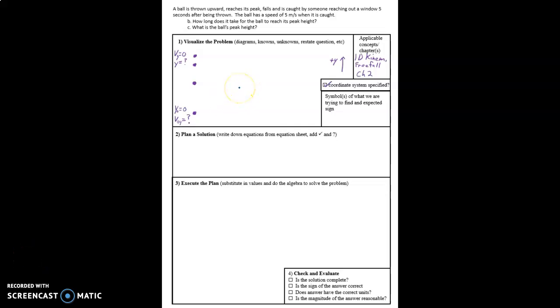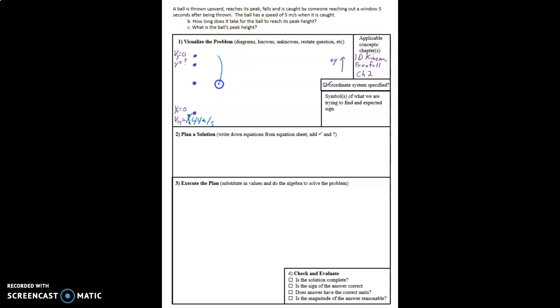This is a continuation of a problem we started earlier where we found the initial velocity. So this is listed here as an unknown, but it's now known to be 44 meters per second upward. And I had drawn in the downward portion of the motion because it fell and was caught. But we're not interested in that part. We're only trying to analyze the upward portion right now. We're trying to find its peak height and how long it took for it to reach its peak height.